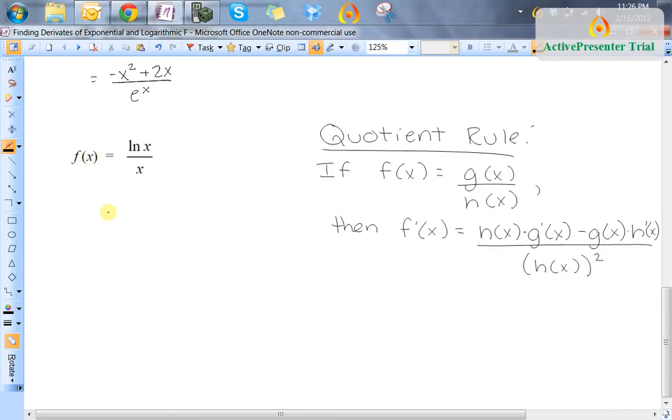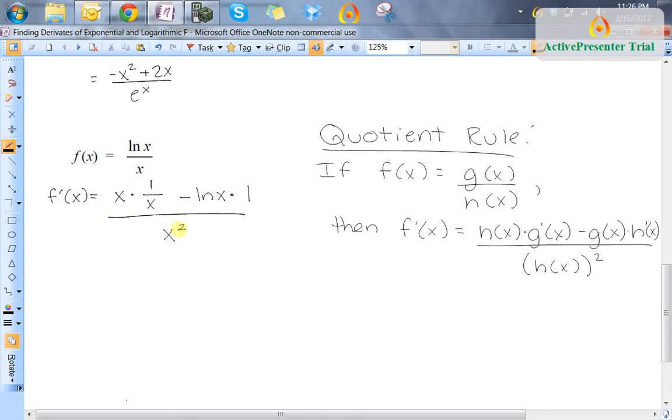So to find the derivative of this function, we're going to have to use the quotient rule because we have two functions being divided by each other here. Now, to find the derivative, we need to do bottom times derivative of the top. Well, the derivative of the natural log of x is 1 over x, minus the top, so the natural log of x, times the derivative of the bottom, which in this case is just going to be 1, over the bottom squared.